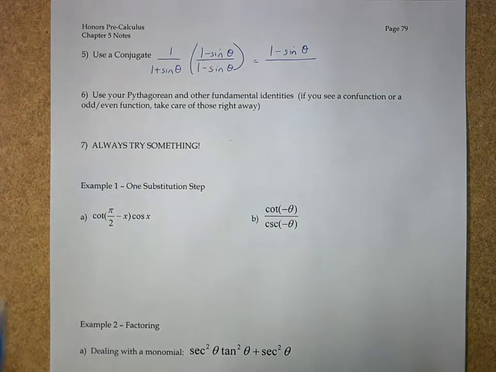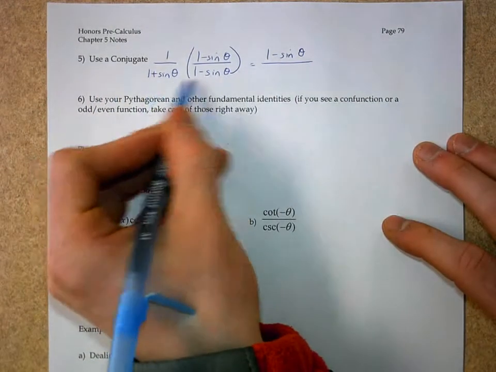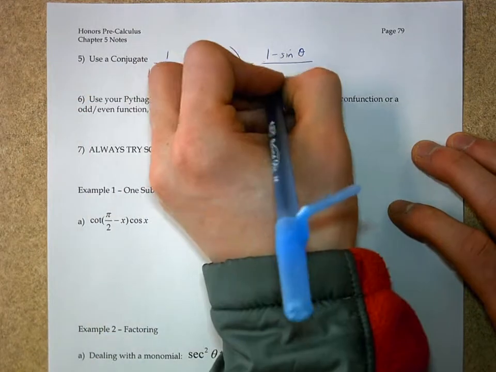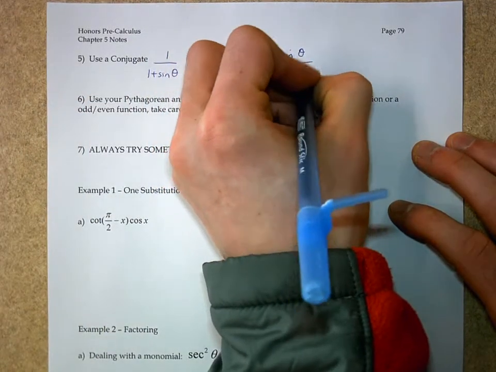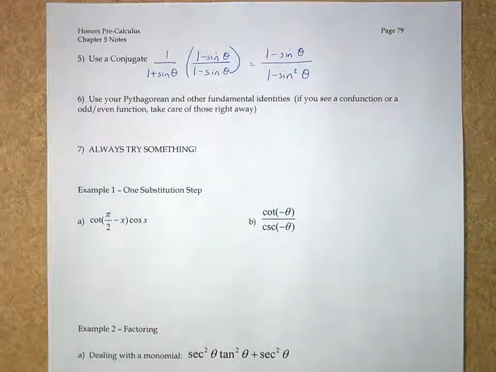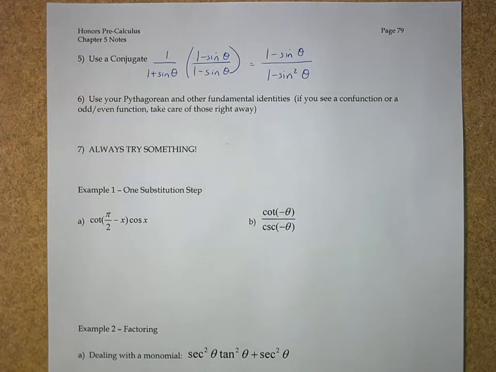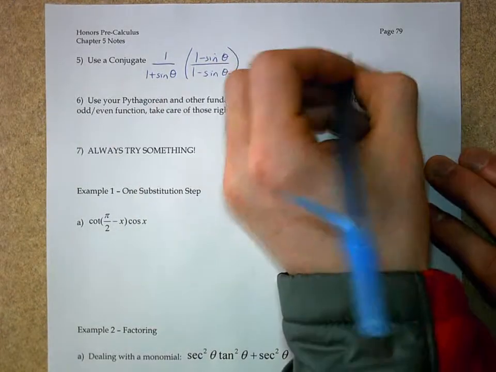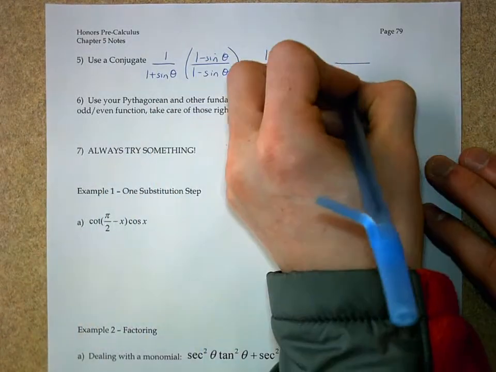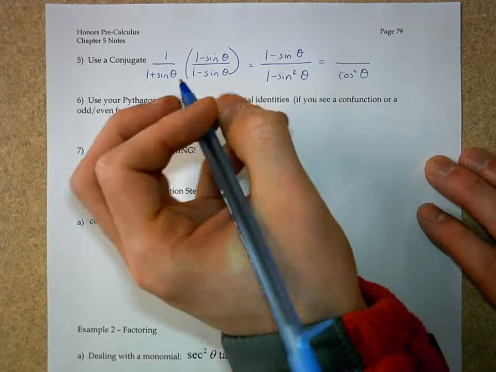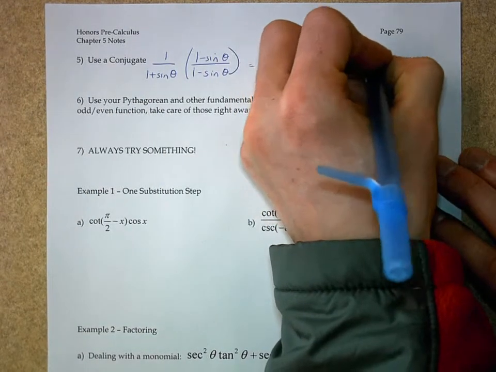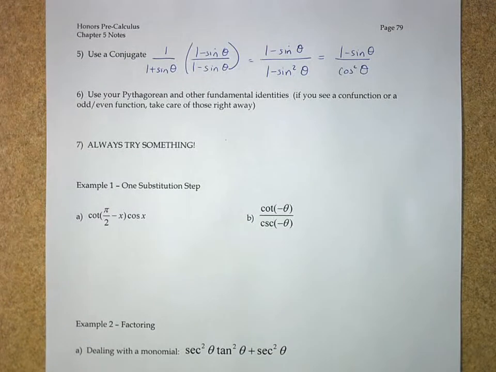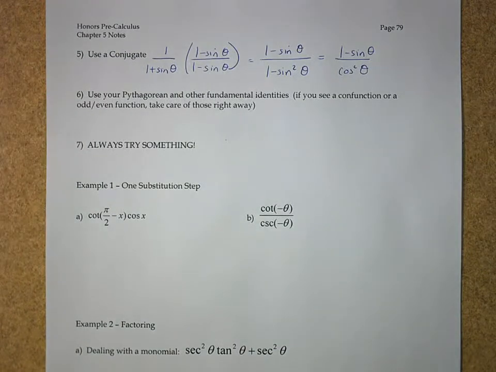If I were to then FOIL out my denominator, here I've got a difference of 2 squares, which means I'll have 1 minus sine squared of theta. And you might not think that helps us too much, but 1 minus sine squared of theta is actually a Pythagorean identity. It's going to be the cosine squared of theta. And if I can simplify something down like that, that could help me further down the road in a complex problem. So if I see an opportunity to use a conjugate, I might want to try that.